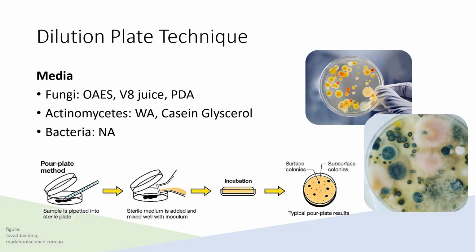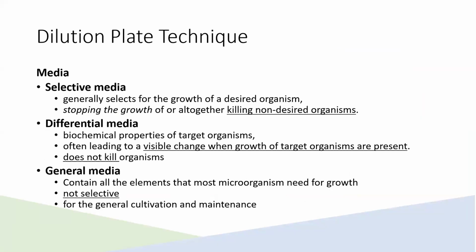Now, there are several types of medium for fungi, like oat or V8 juice or PDA. PDA is a common medium. For actinomycetes, we can use water agar, SN glycerol. For bacteria, we can also use NA. There are three types of media.